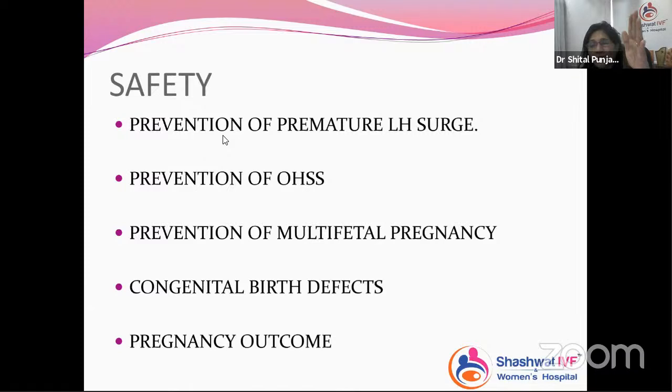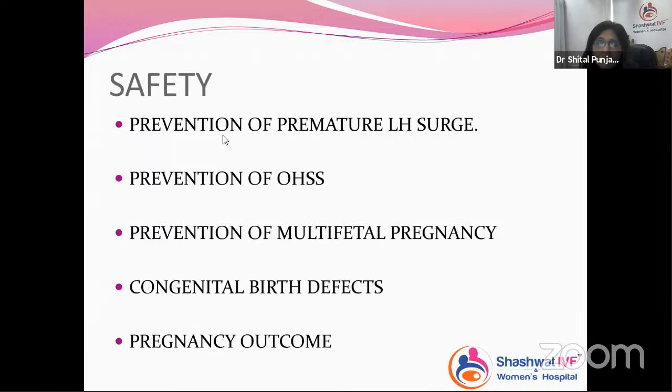In the stimulation cycle, we do not go for the LH surge using injectable LH. We use an antagonist for the stimulation, for prevention of the LH surge, and an agonist for the LH surge. Then we do the pickup and freeze all embryos, and in the next cycle we just prepare the endometrium and then go for transfer, which gives excellent results.